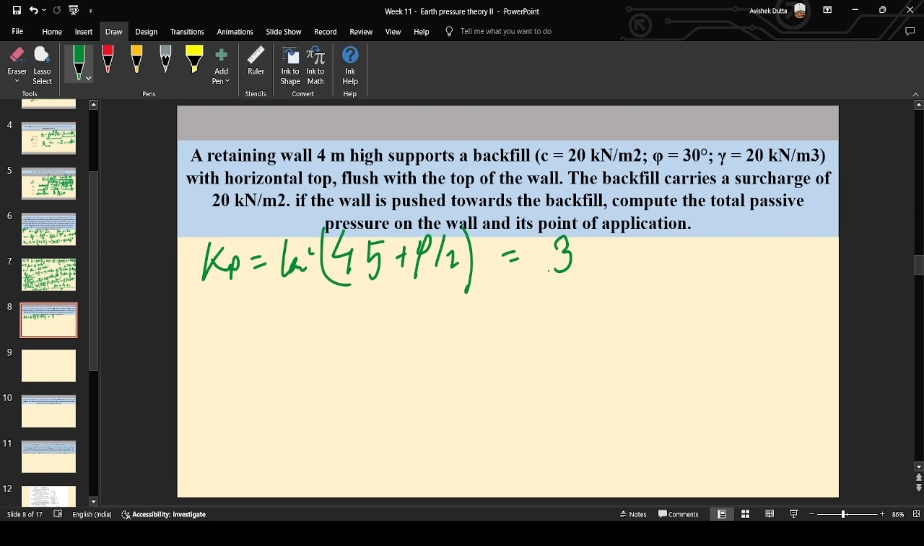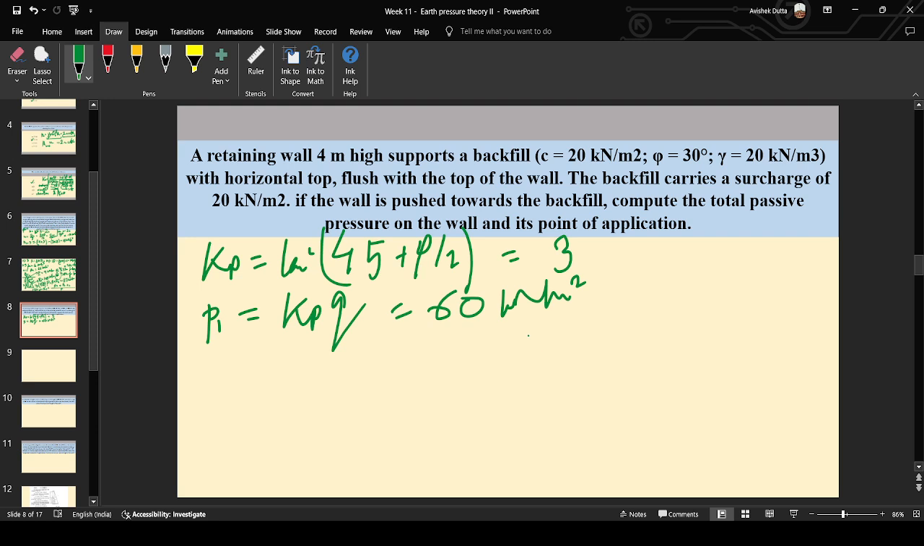Now for the surcharge, if it is P1, then it will be equal to Kp into Q, that is 3 into 20, the surcharge, I believe. Yes, surcharge is 20, so that is 60 kilonewton per meter square pressure intensity.